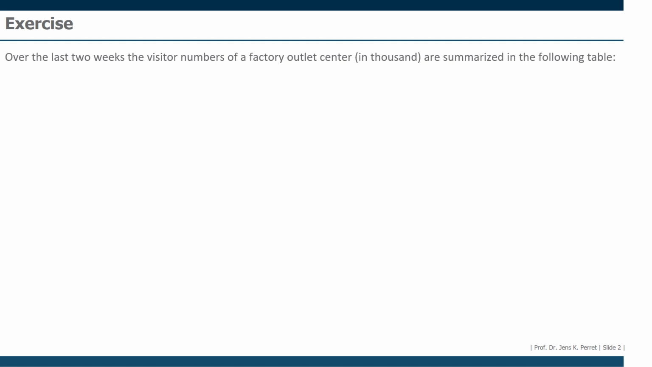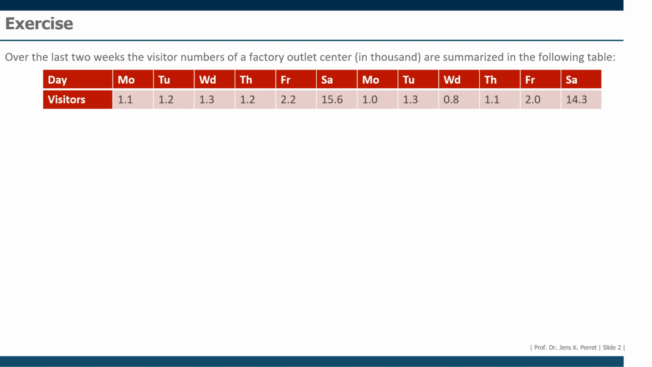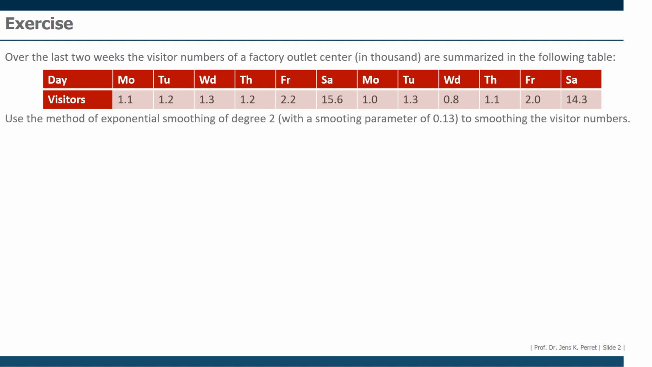So our exercise in this context reads as follows. Over the last 2 weeks, the visiting numbers of a factory outlet center, in thousands, are summarized in the following table, giving us this information here with data always from Monday till Saturday for 2 weeks. Visitor numbers here in thousands. Our task: use the method of exponential smoothing of degree 2, so with a smoothing parameter of 0.13, to smooth the visitor numbers.